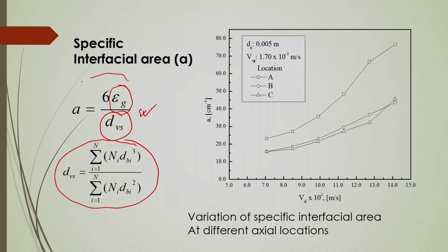This specific interfacial area is very important for the mass transfer characteristics, because the overall mass transfer coefficient depends on this specific interfacial area, and mass transfer depends on that overall mass transfer coefficient. The mass transfer coefficient is a function of this specific interfacial area.